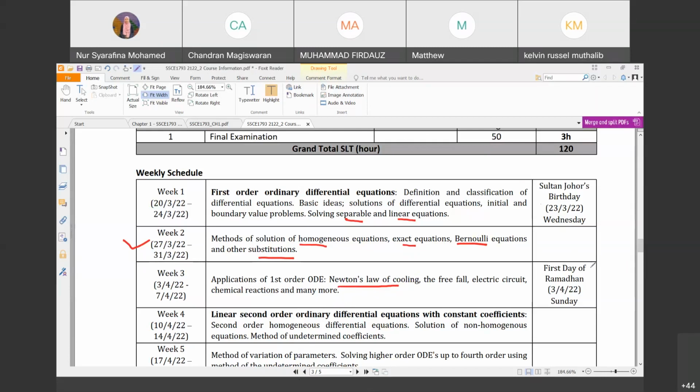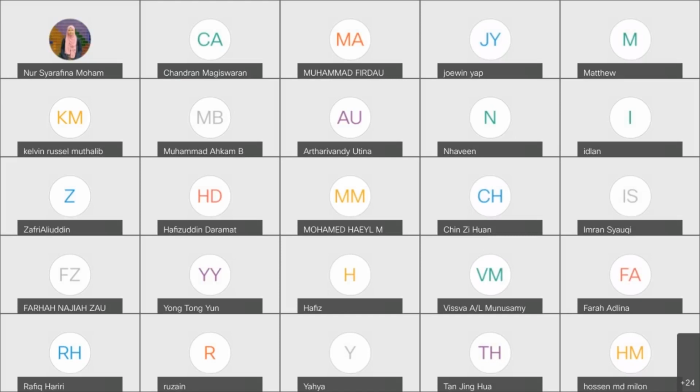Next week on Sunday, we're going to have our break for the first day of Ramadan. Then in our second class, let's proceed and finish with the application of first order differential equations. All right, if you have no more questions, I think we can stop here. Anyone has questions?